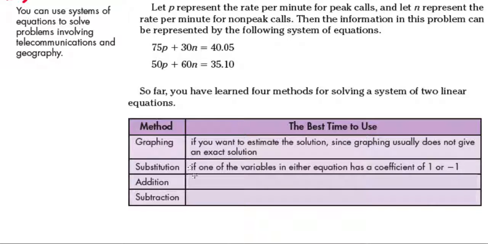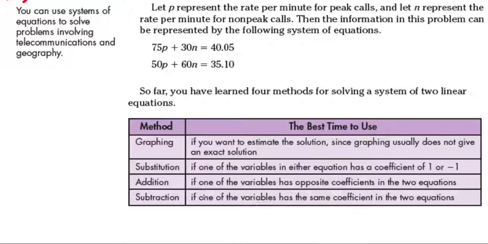The addition method: use it if one of the variables has opposite coefficients in the two equations. If they're opposite, all you need to do is add them, and you get rid of one of the variables. The subtraction method: use it if one of the variables has the same coefficient in the two equations. If they have the same coefficient, all you need to do is subtract.